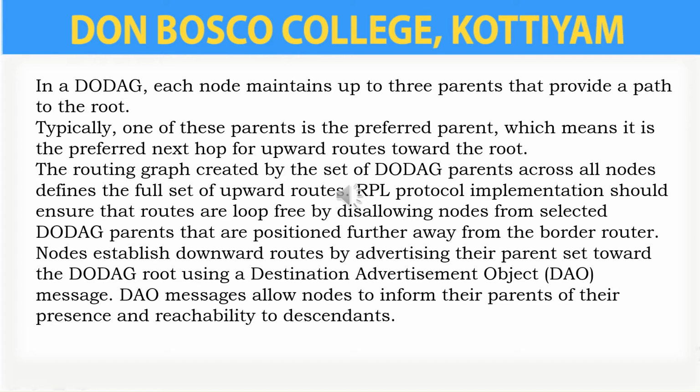DIS and DIO pass routing information. That is, it will contain the information that a node uses to discover RPL instances. Then next one is DAO. DAO allows for the propagation of destination information upward through the DODAG, and a destination advertisement object acknowledgement will be sent back in response to DAO.